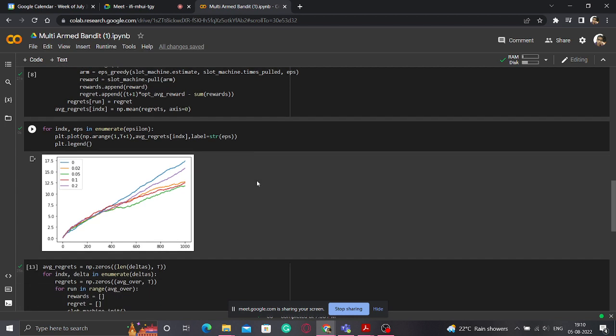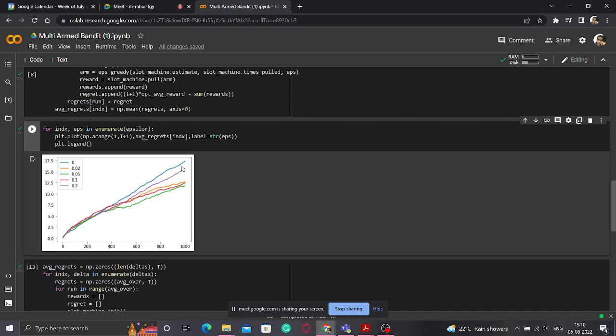But here epsilon 0 is showing the minimum regret. No, that is the blue one. It's going high. The blue one is showing the maximum regret. Actually, epsilon 0 is showing the maximum regret, I think. Okay. Epsilon 0 is maximum regret. Okay, and so eventually we are minimizing the regret.